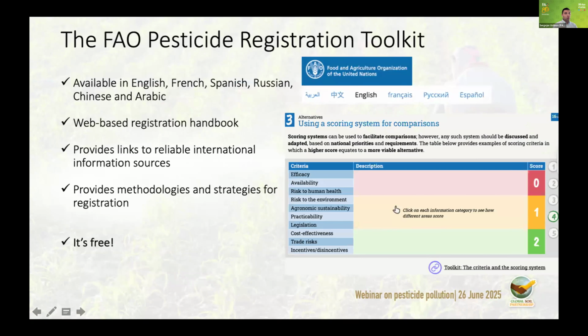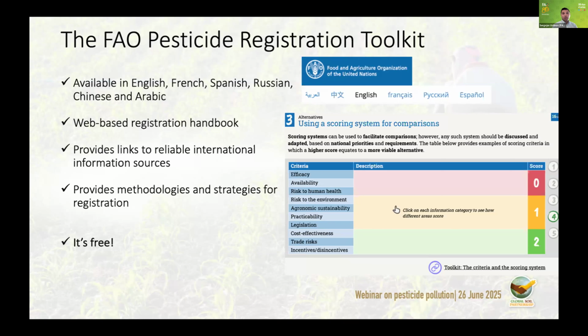A good thing about those tools is that they are available in the six FAO languages: English, French, Spanish, Russian, Chinese, and Arabic. So if you speak any of those languages, you can go to the pesticide registration toolkit, click on any of them, and navigate around in the language you're most comfortable with. The toolkits are all web-based registration handbooks, although there's always a print function available if you want to print paper versions.